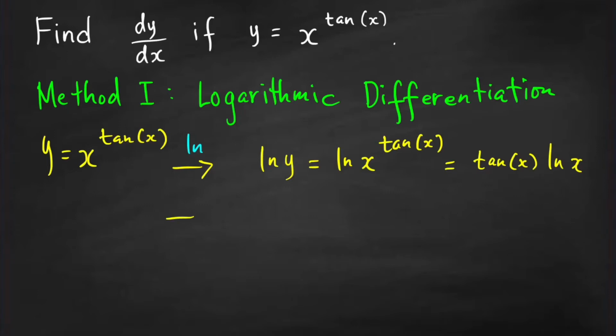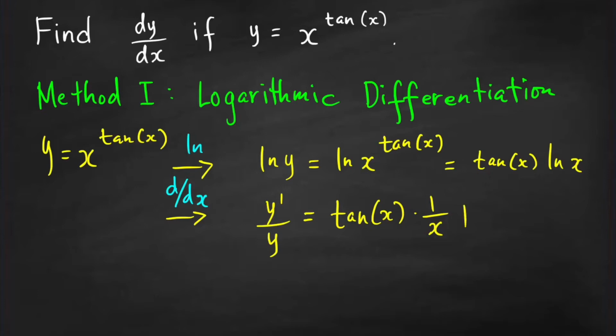Now we do implicit differentiation. We take the derivative of both sides with respect to x. And here we'll get the derivative of ln y, where y is a function of x, is equal to 1 over y times the derivative of y. So that is y prime over y equal to the derivative of tangent x ln x, which is tangent of x times the derivative of ln x, which is 1 over x, plus the derivative of the first factor, tangent x, which is secant squared x, times the second factor, which is ln x.